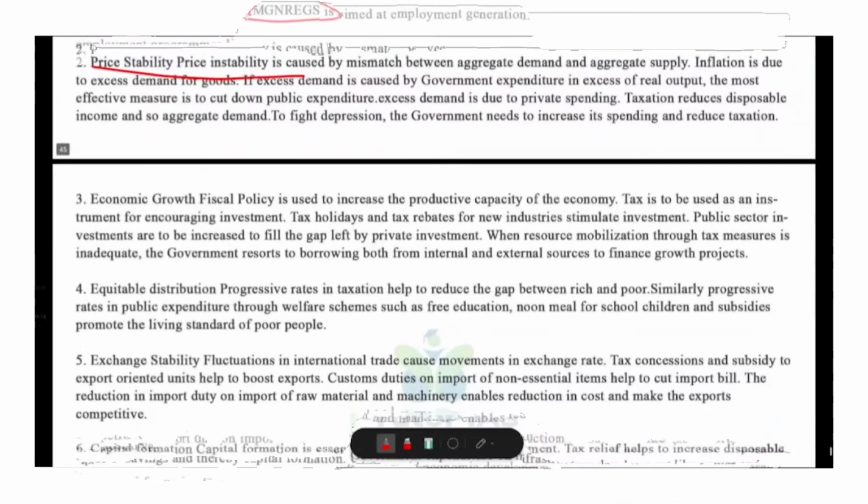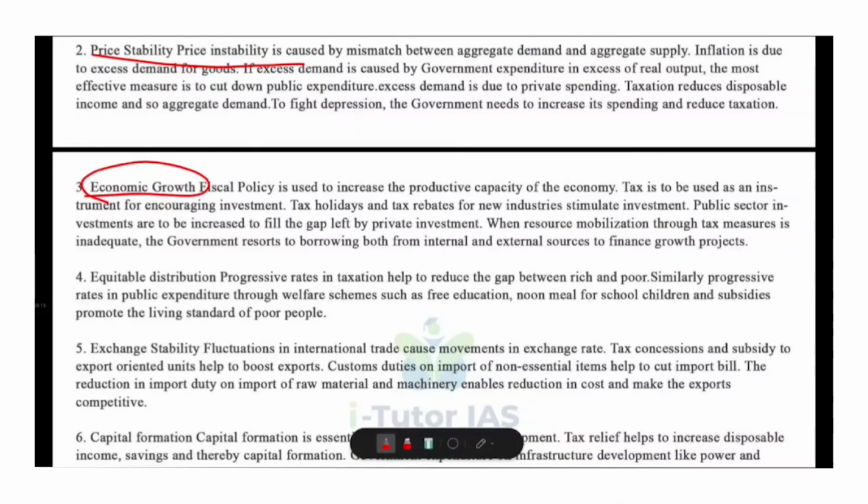Third one, economic growth. And the goal is to increase the productive capacity of the economy over time. How fiscal policy boosts growth? Tax holidays and tax rebates encourage people to start new industries, and government invests in big projects like dams, highways and railways. If taxes are not enough, government borrows to fund development. So think like fiscal policy acts like fuel for long-term economic development.